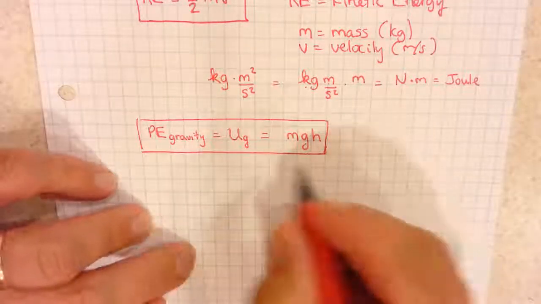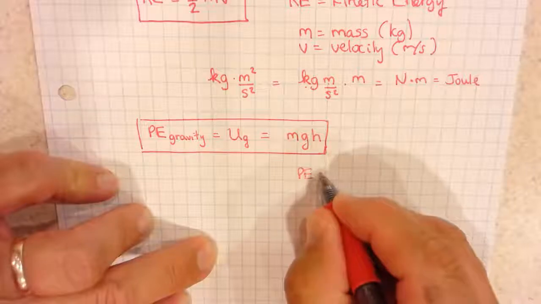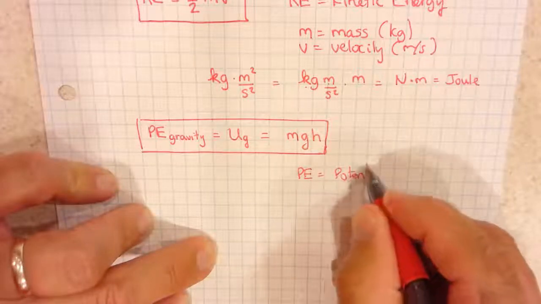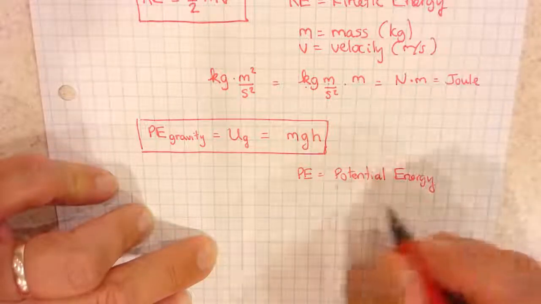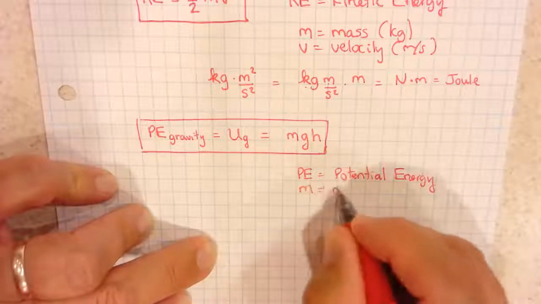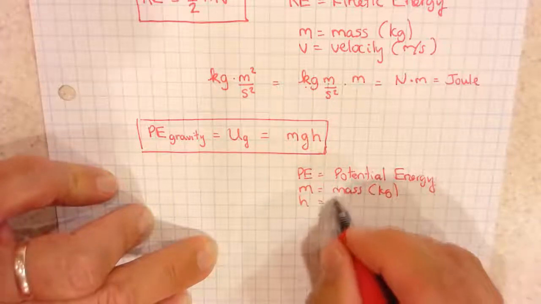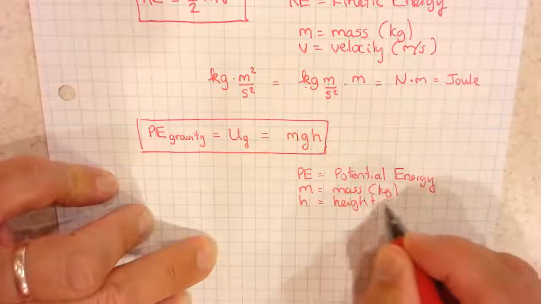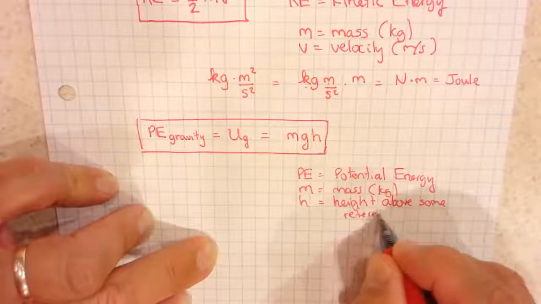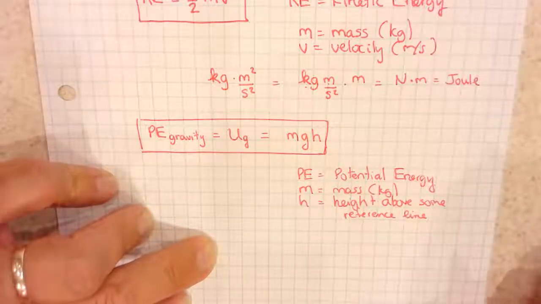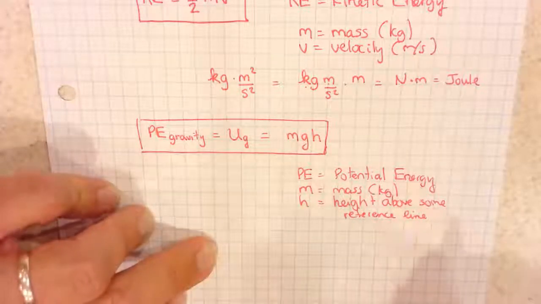So again, let's take a quick look at the units and what these things mean. In this case, PE is the potential or the stored energy in gravity. M, of course, is the mass, which is measured in kilograms, and H is the height above some reference line. So we have to pick a reference line for our measurement of the height, and the potential energy will always be measured relative to that reference.